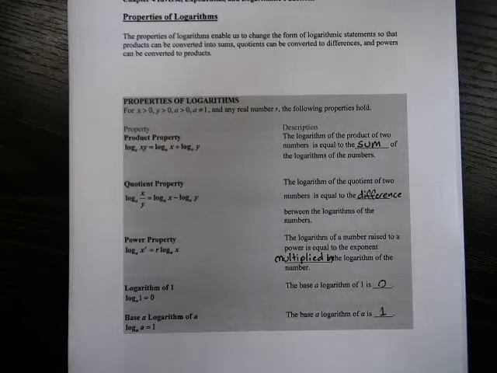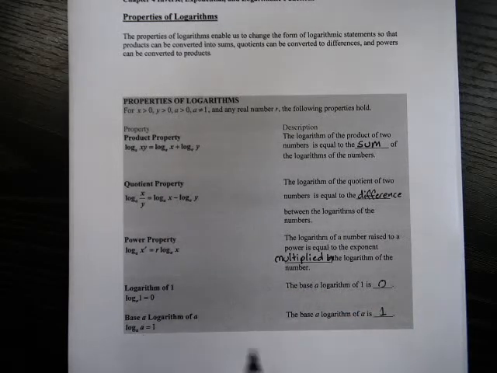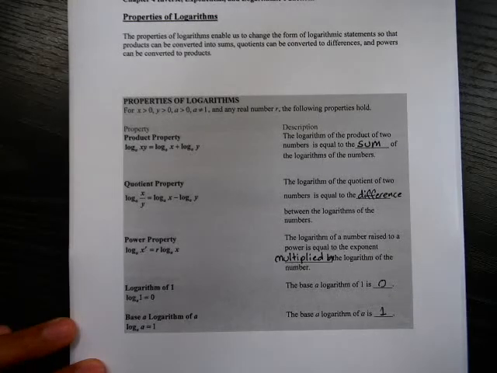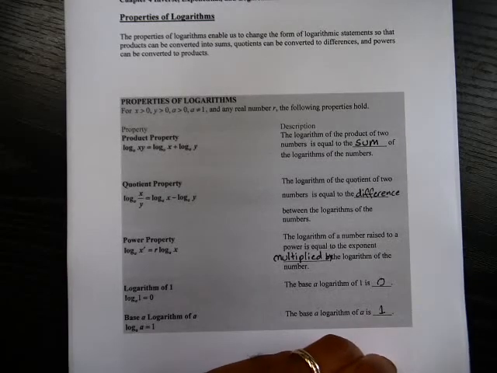Power property: log base a of x to the r power. Basically, that r comes down to the front of that log, so that's r log base a of x. So the logarithm of a number raised to a power is equal to the exponent multiplied by the logarithm of the number. Logarithm of 1: log base a of 1 is always equal to 0. And log base a of a: if the base of your logarithm and the index of your logarithm are the same, it's always equal to 1. So let's use some of these properties on our next page.